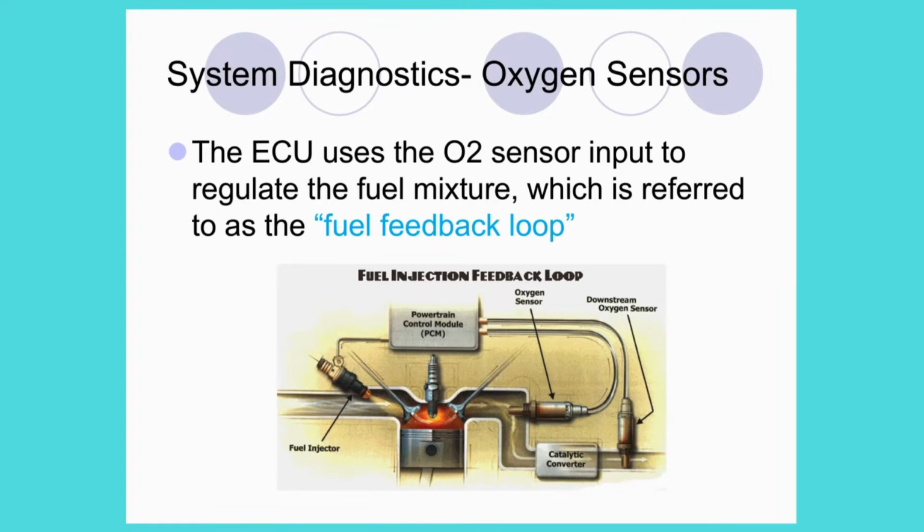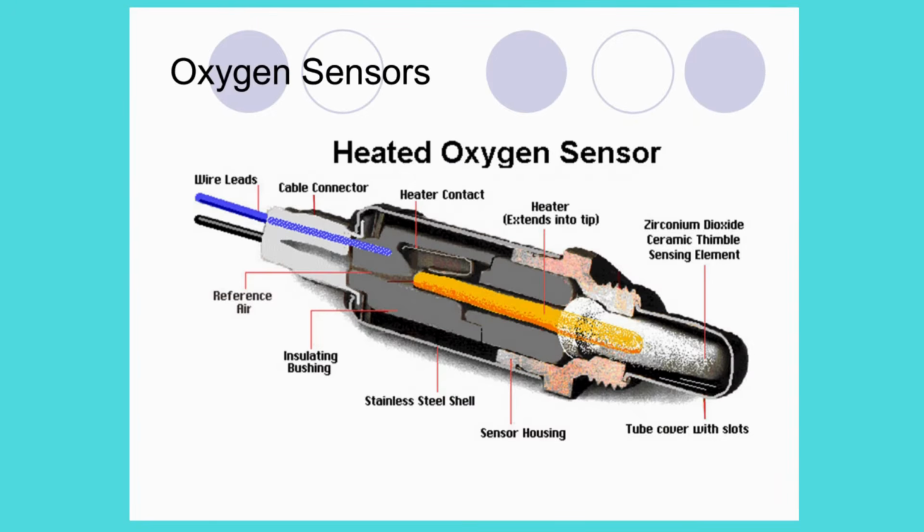The engine control unit uses the oxygen sensor input to regulate the fuel mixture, which is referred to as the fuel feedback loop. The oxygen sensor. The inside and outside of the bulb is coated with a porous layer of platinum, which serve as electrodes. The interior of the bulb is vented internally through the sensor body to the outside atmosphere. When the outside of the bulb is exposed to the hot gases of the exhaust, the difference in the oxygen levels between the bulb and the outside atmosphere within the sensor causes a voltage to flow within the bulb.